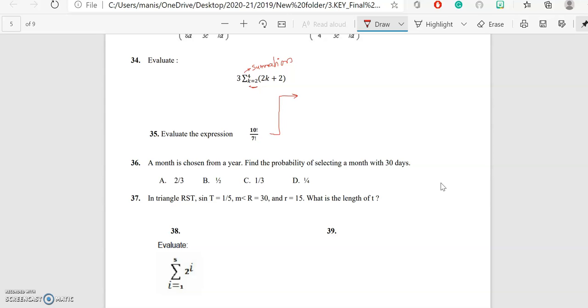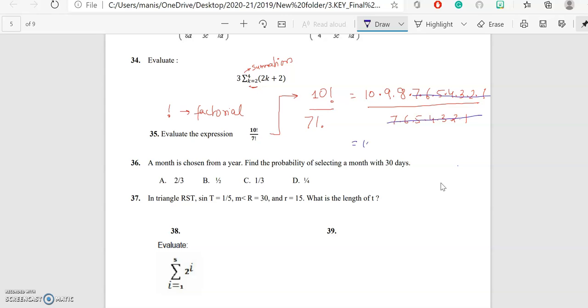Do you see this factorial symbol? This is called the factorial symbol. So what happens if I'm writing 10 factorial? It means I can write it like this: 10 times 9 times 8 times 7 times 6 times 5 times 4 times 3 times 2 times 1. And this one says 7 factorial. This means I can write it like this: 7 times 6 times 5 times 4 times 3 times 2 times 1. So when we do this, this whole thing will be cancelled out, and I'm left with 10 times 9 times 8. So 10 times 9 is 90, 90 times 8 is 720. So the answer to question number 35 is 720. This is how we solve.